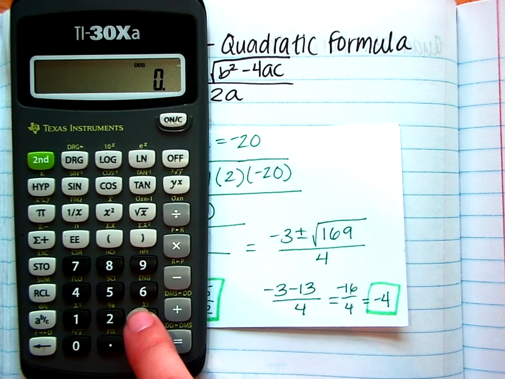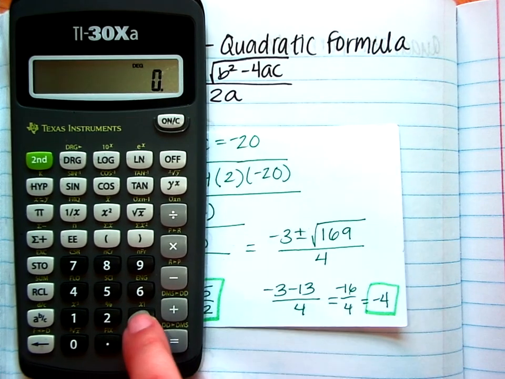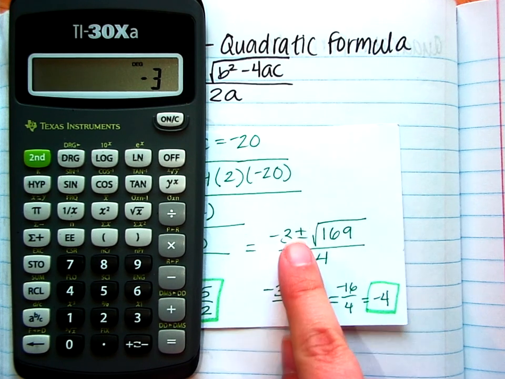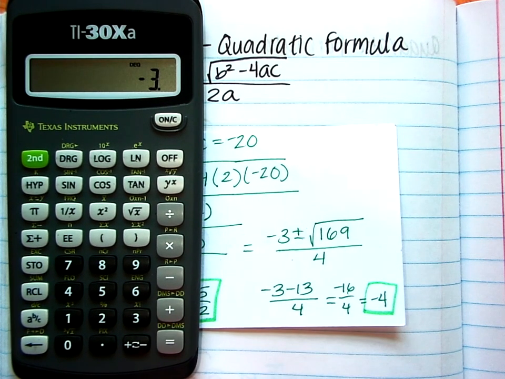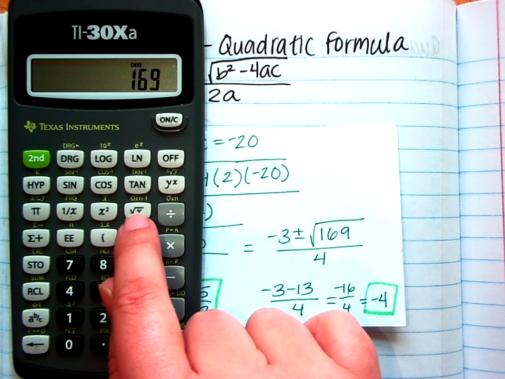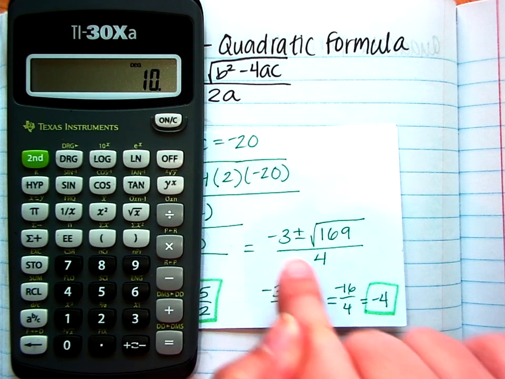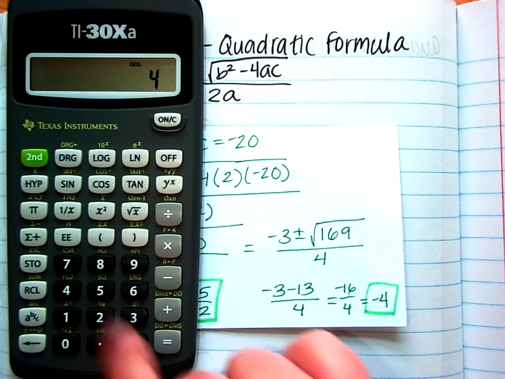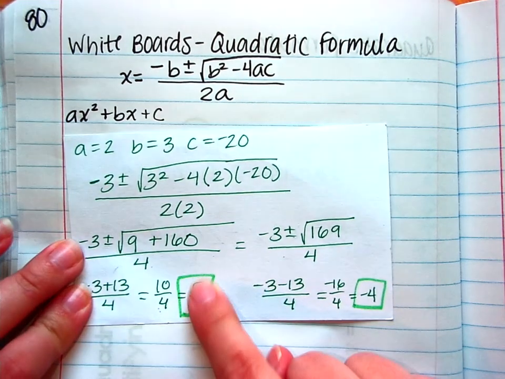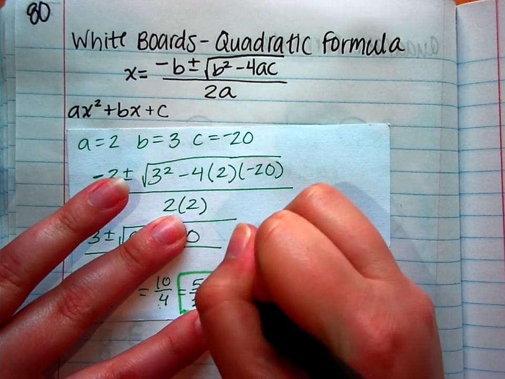So for this negative 3, I have to hit the 3. Ew, the button is sticky. 3, negative. Hit the negative button after you hit the 3. I'm going to start with the plus sign. We're going to do plus 169, square root button, and then you have to hit equals. And last step, divided by 4, equals. So that's 2.5, which is 5 over 2 if you just do it with the math. So this answer is 2.5.